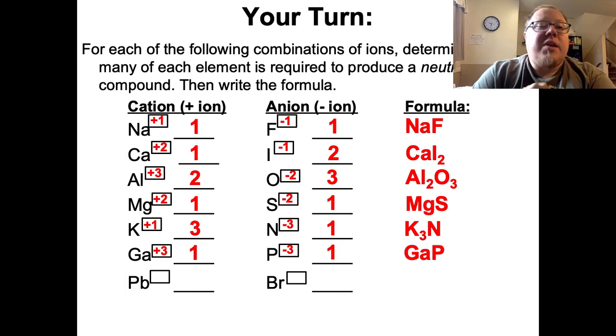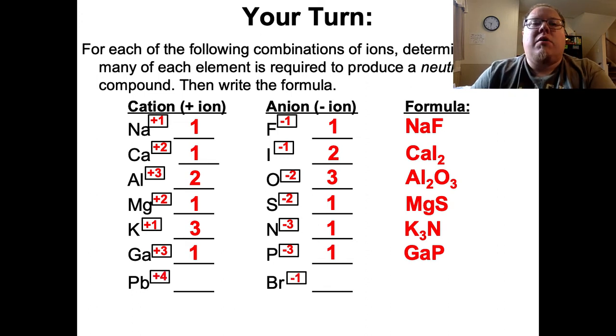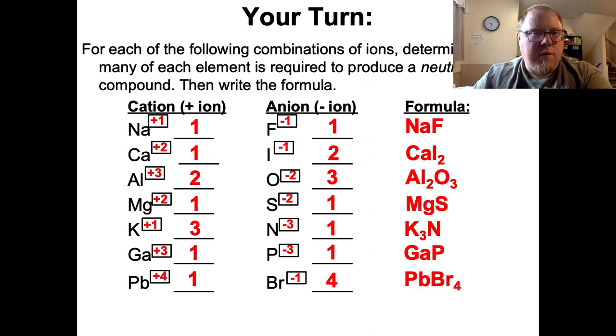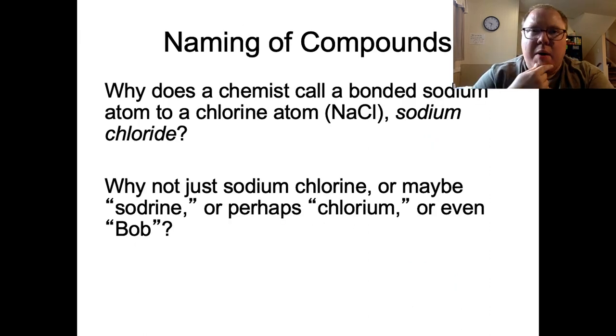Lead. It is a metal in the carbon family. So because it's a metal, it would be the +, not the -. It'd be +4 for lead. And then bromine would be -1. It's a halogen. So in this case, we have a 1-to-4 ratio. 1 of the leads, 4 of the bromines. So it'd be PbBr4. Okay?